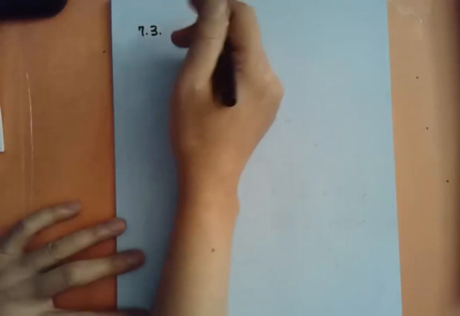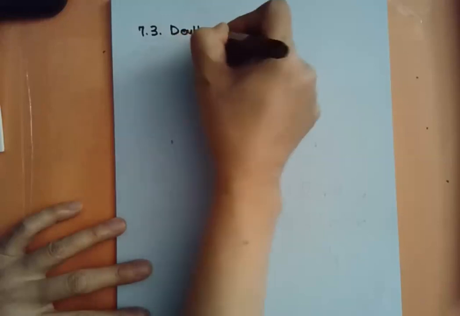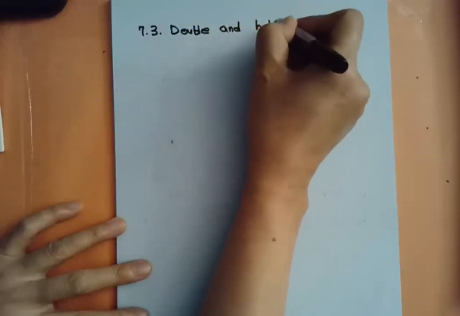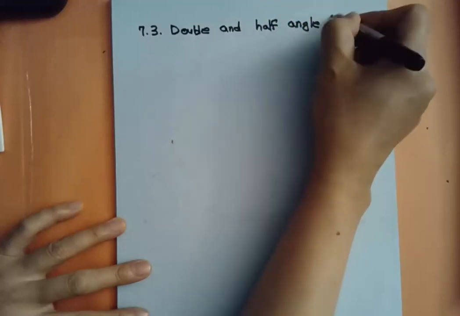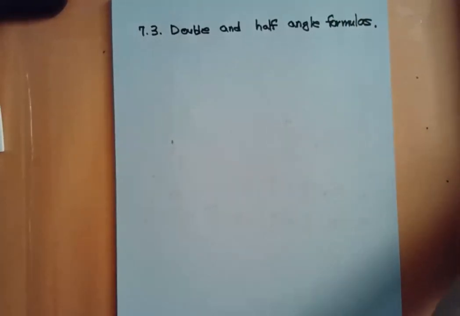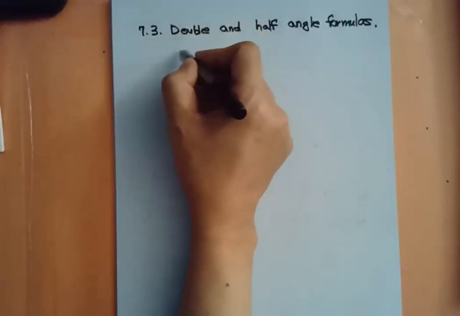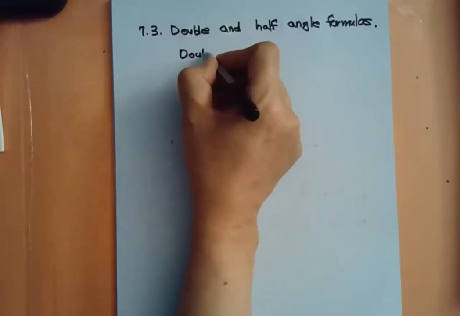So that is the end of 7.2. And 7.3 is about the double angle and half angle formulas. All the double angle and half angle formulas can be derived from what we know with the sum and difference formulas. Let me state the double angle formulas and then I will show how those formulas are derived.